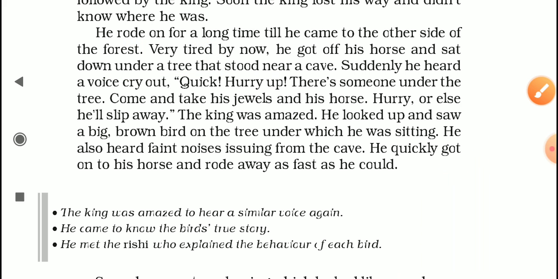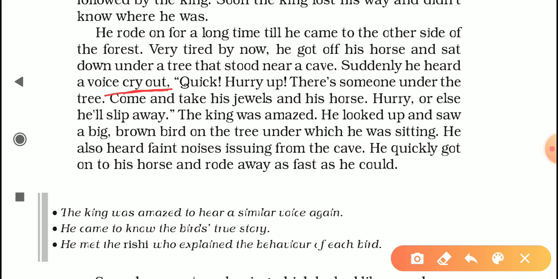Suddenly he heard a voice cry out. Cry out means to shout, to shriek. And a voice cried out, "Quick, hurry up! There's someone under the tree. Come and take his jewels and his horse. Hurry, or he will slip away." So someone was crying, calling some people to come and attack the king.